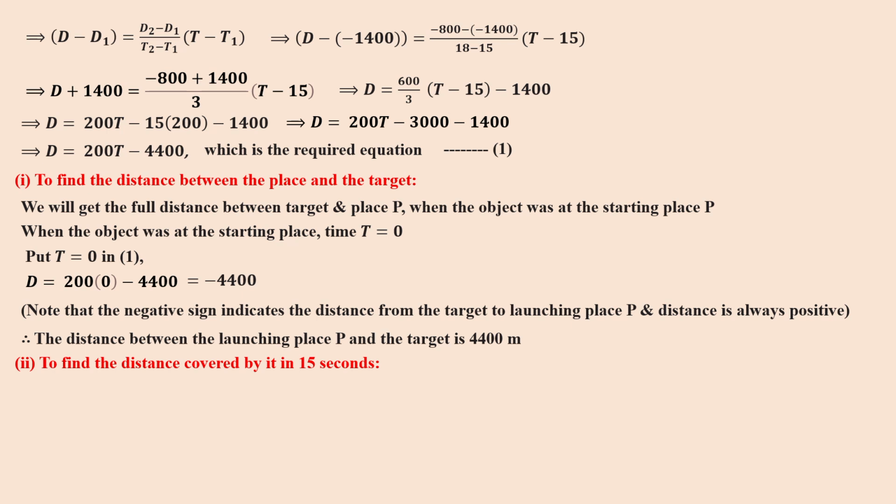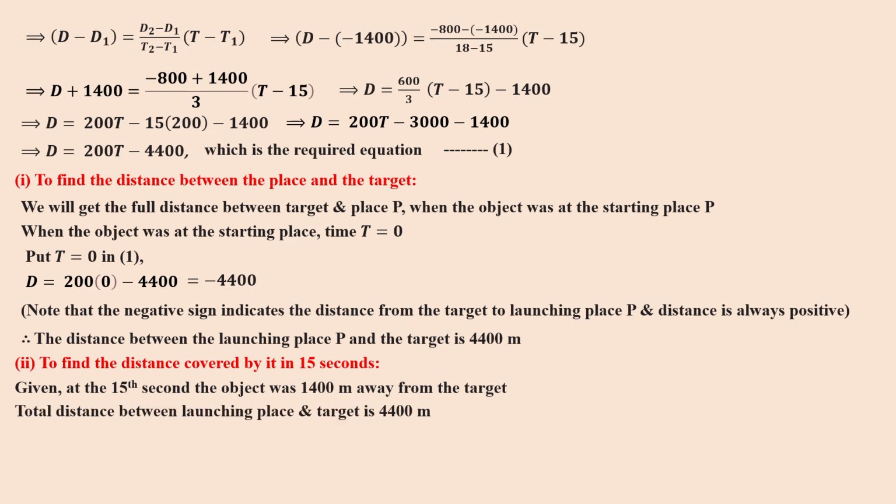Next, to find the distance covered by it in 15 seconds. Given that at the 15th second, the object was 1400 meters away from the target. They have given at the 15th second it was 1400 meters, but it is not from the starting place, it is from the target end place. So we need to find the distance from the starting place. That is what they asked. Find the distance covered by it in 15 seconds, right?